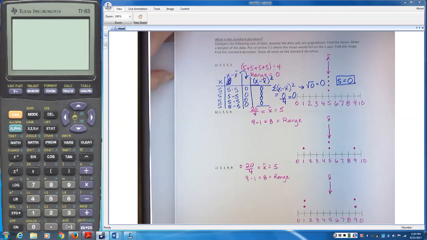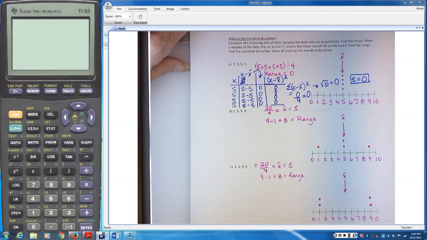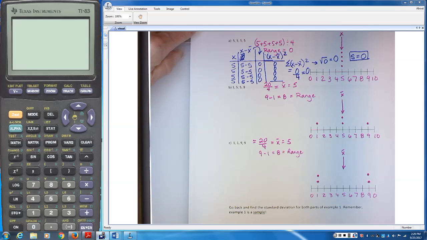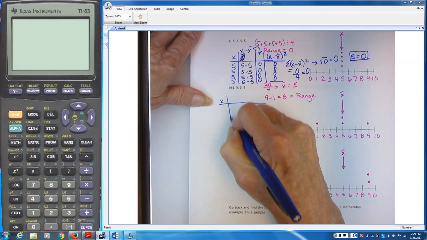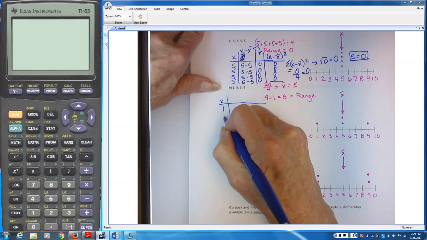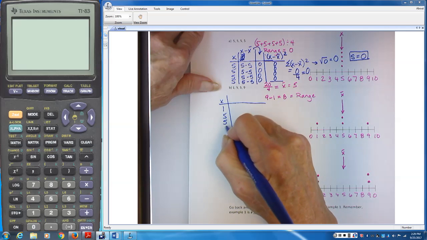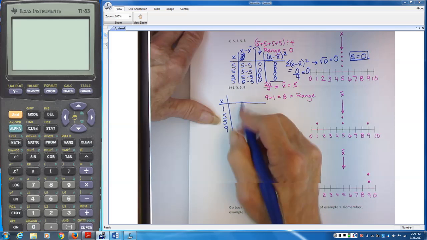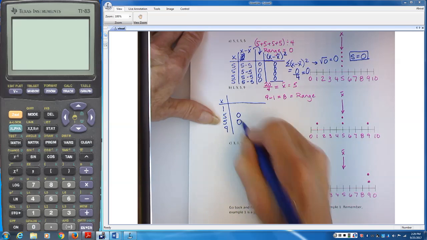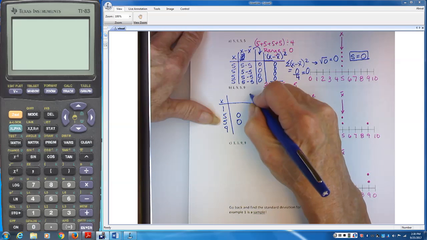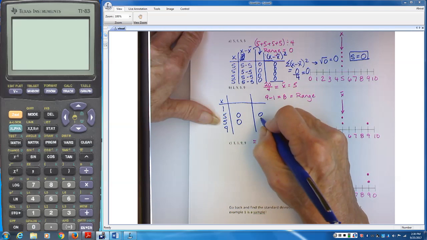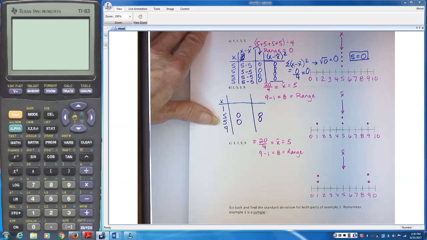Now we're going to do the same thing for the second data set. Second data set, the x's are 1, 5, 5, 9. And I already know how this is going to play out. That's going to be 0 and that's going to be 0. And when I square those two, it's still going to be 0.